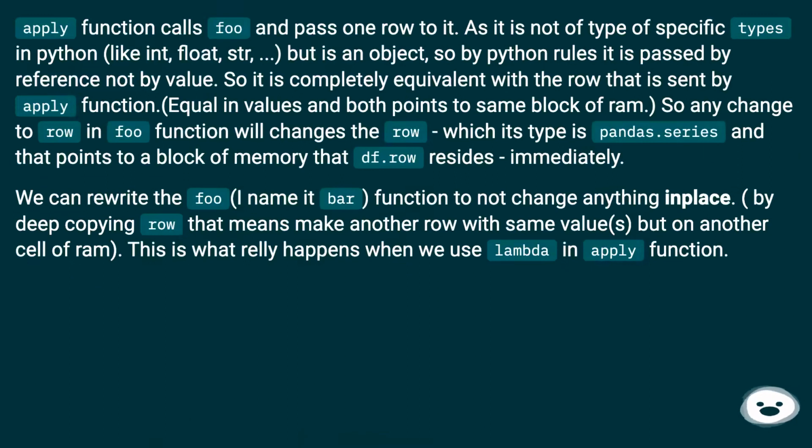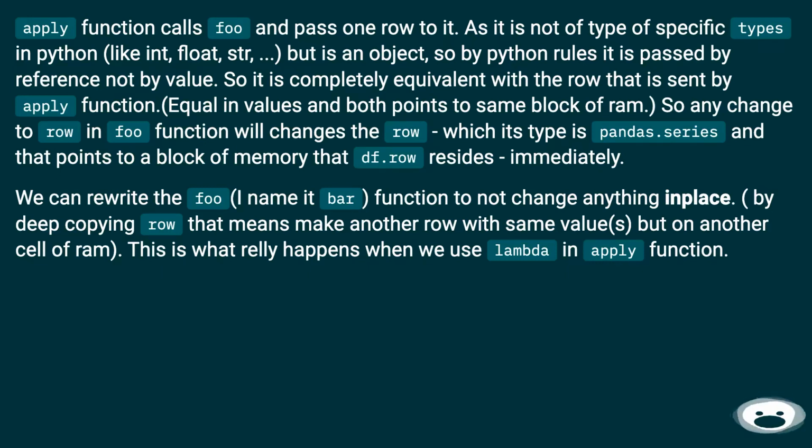Apply calls foo and passes one row to it. As it is not of a specific type in Python, like int, float, or str, but is an object, by Python rules it is passed by reference, not by value. So it is completely equivalent to the row that is sent by apply. Equal in values, both point to the same block of RAM. So any change to the row in the foo function will change the row, whose type is pandas.Series and which points to the block of memory where df's row resides, immediately.